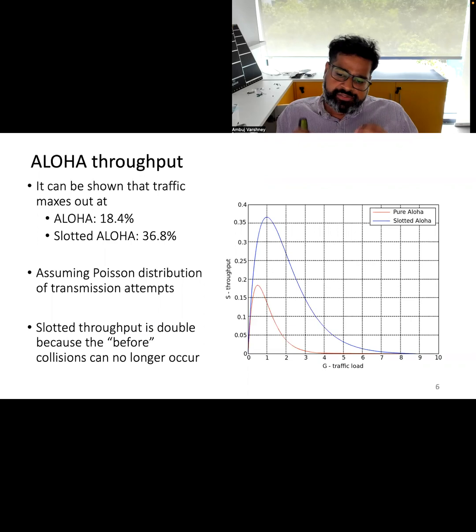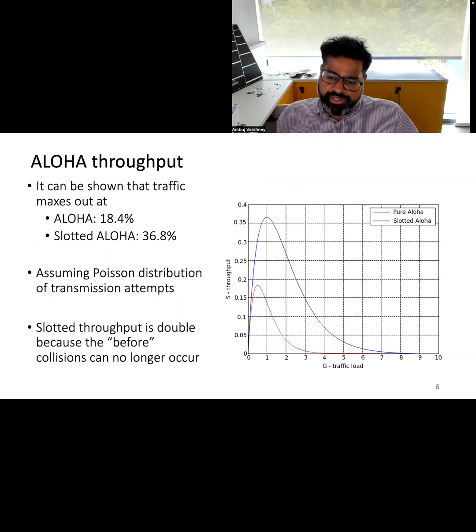So what we find is that the throughput of Aloha and slotted Aloha protocol can be understood, and we can look at their efficiency. When we talk about Aloha protocol, the maximum throughput that can be achieved is about 18.4%. What it means is that about 18.4% of the available channel capacity can be utilized for successful data transmission on average, with the remaining capacity being wasted due to collisions or retransmission.